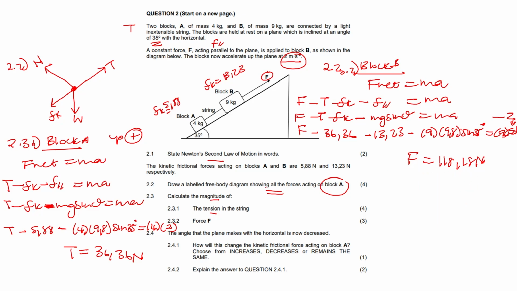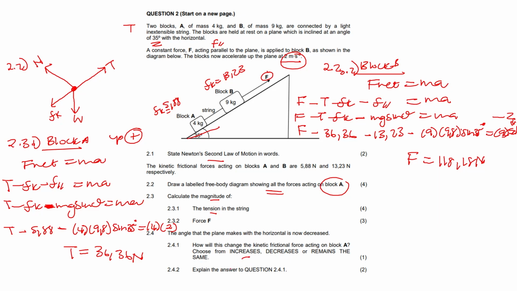Okay. Now the angle of this plane is decreased. So now it's not 35 anymore. It's decreased to there or wherever the case might be. It's just decreased. 2.4.1. How will this change the kinetic frictional force acting on block A? Choose increase, decrease, or remain the same.